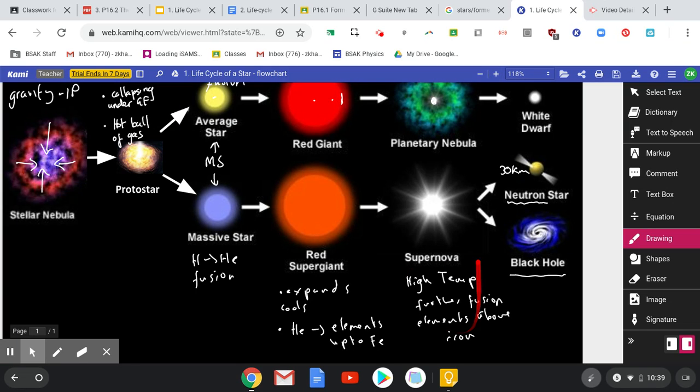In these high temperatures of the supernova explosion, further fusion of elements takes place beyond iron and all the way up to uranium. What's left is a central core. Either it is entirely comprised of neutrons, or it is a small region where all the mass exists and even light cannot escape the surface of a black hole because the gravity is just too high.